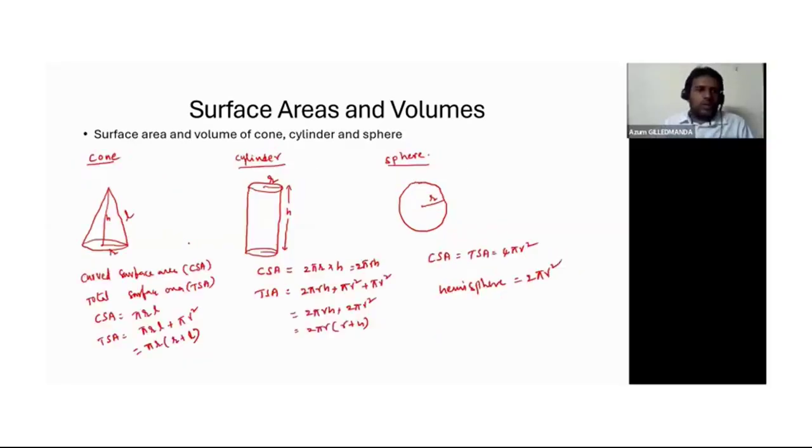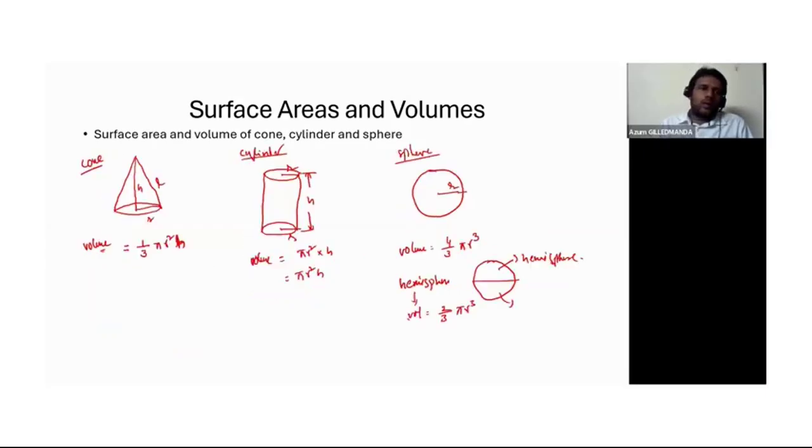Okay, let's quickly review the formulas. For cone, CSA is pi r L and TSA is pi r L plus pi r square. For cylinder, CSA is 2 pi r H and TSA is 2 pi r H plus 2 pi r square. For sphere, CSA and TSA both are same, that is 4 pi r square. If it is a hemisphere, then it is 2 pi r square. And the volume is 1 by 3 pi r square H for cone and pi r square H for cylinder. For sphere, it is 4 by 3 pi r cube. If it is a hemisphere, it is half of it, which is 2 by 3 pi r cube.